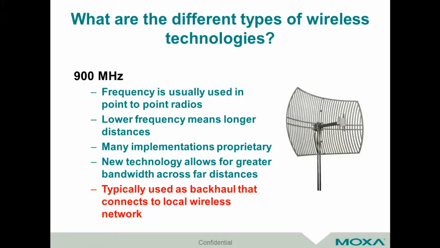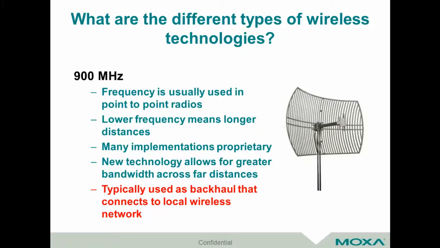900 megahertz is another very popular communication protocol. It is a very long distance communication method. When we talk about wireless technologies, typically we have an inverse relationship between frequency and distance. What this means is that the lower the frequency, the longer the range of that wireless network is going to be. So 900 megahertz, because the frequency is significantly lower than Wi-Fi, which operates at either 2.4 or 5 gigahertz, means it can go a lot further.